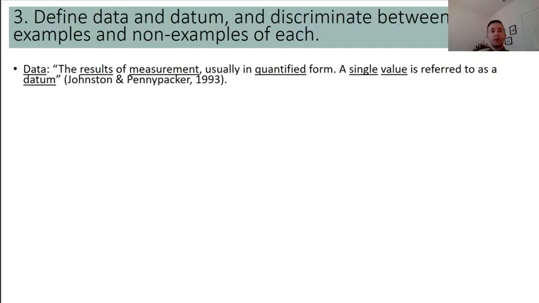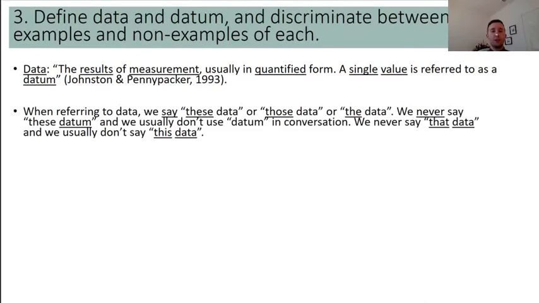A single value is referred to as a datum, and a single value in a graph is represented by a single data point. So a single data point is a datum. Johnson and Pennypacker are saying that the data are the results of measurement. It's that data are the result of the teacher or the clinical practitioner or the researcher's behavior of observing and measuring, assigning values to the behavior they observe or the aspect of the behavior they observe, quantifying it.